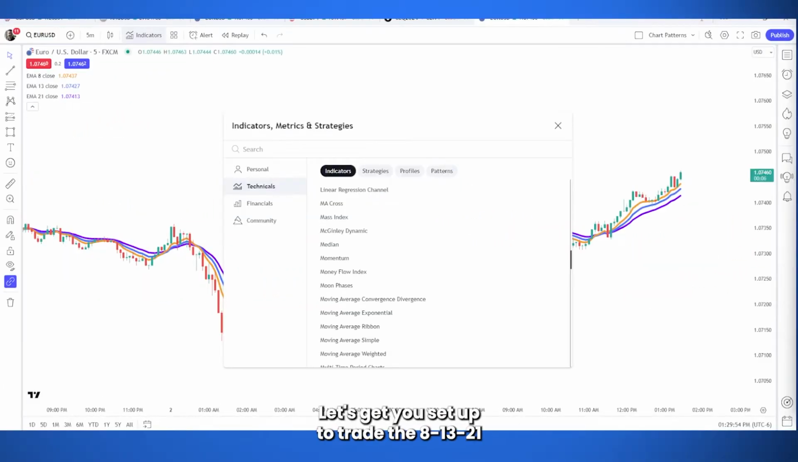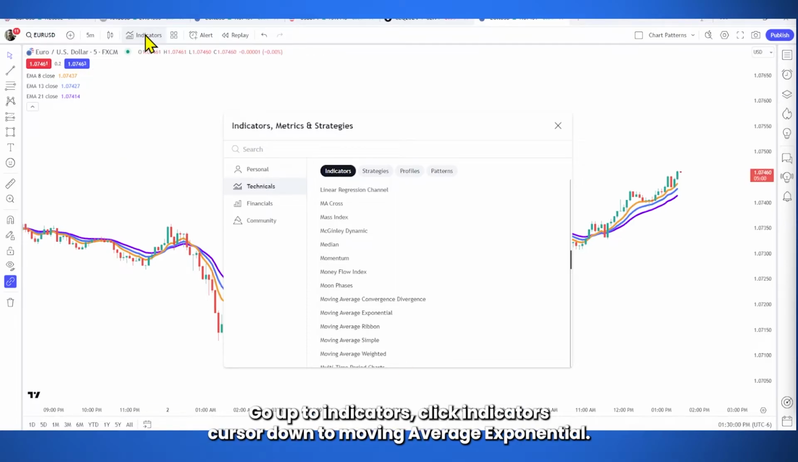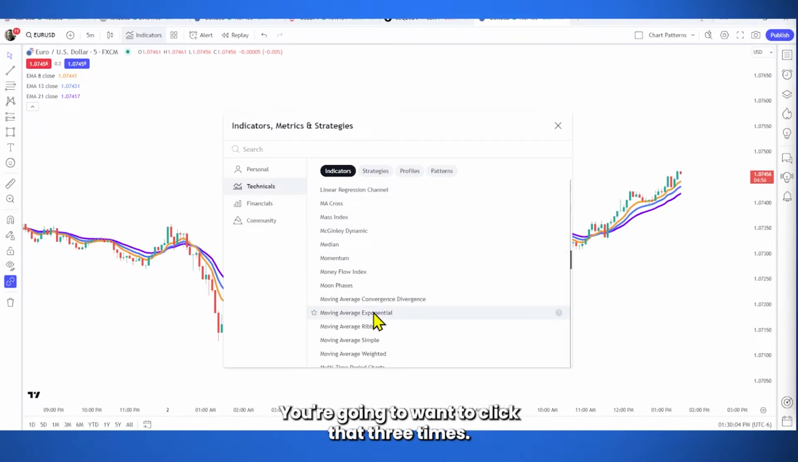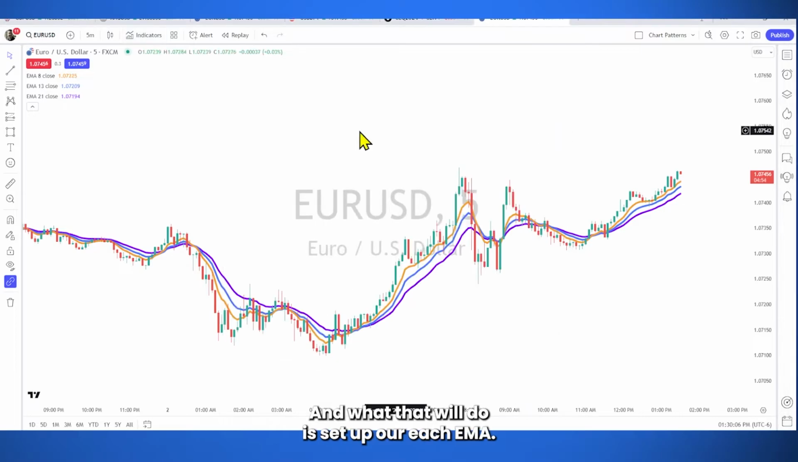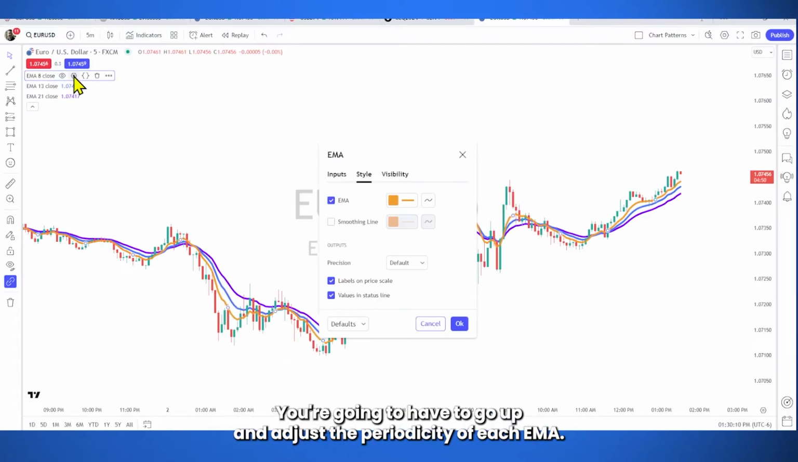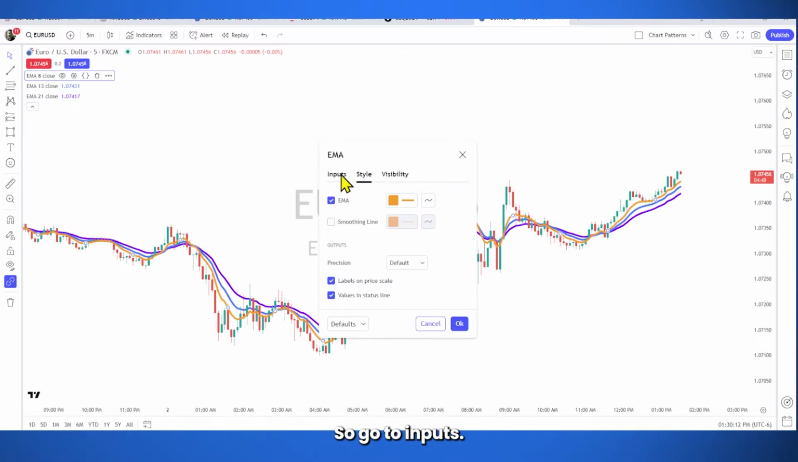Let's get you set up to trade the 8-13-21 on the TradingView and MT5 platforms. First, TradingView. Go up to Indicators, click Indicators, cursor down to Moving Average Exponential. You're going to want to click that 3 times, and what that'll do is set up each EMA. You're going to have to go up and adjust the periodicity of each EMA, so go to Inputs.